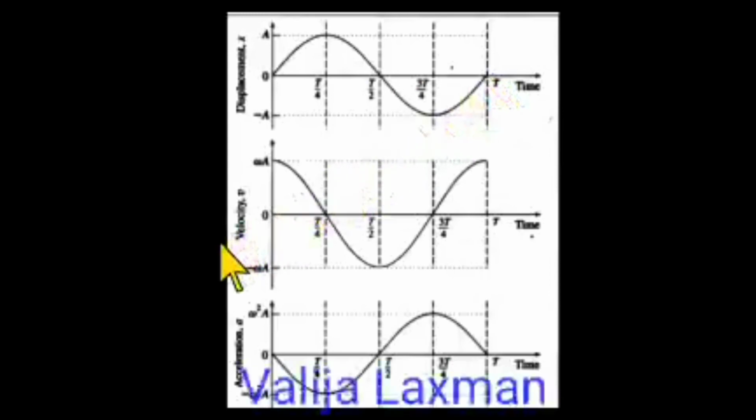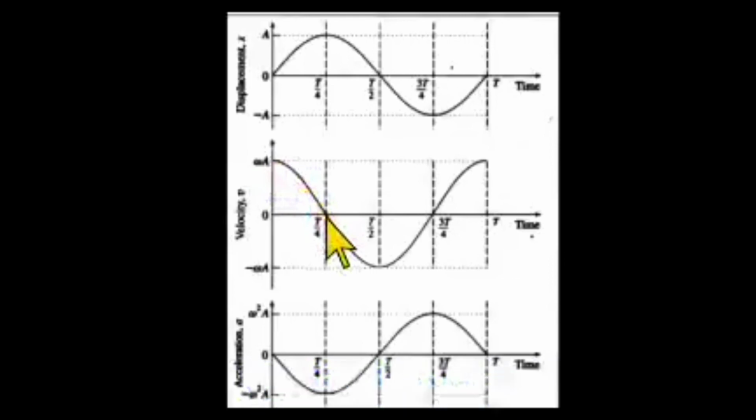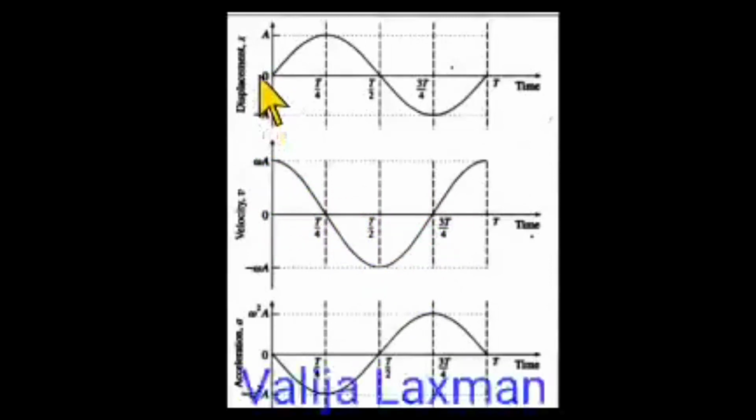This is the velocity graph. At the mean position the velocity is maximum, and the graph starts from here. If you compare these two graphs, wherever the displacement is 0 the velocity is maximum. Here also wherever the displacement is 0, the velocity is maximum. So displacement is 0 at the mean position, but at the mean position the velocity is maximum.